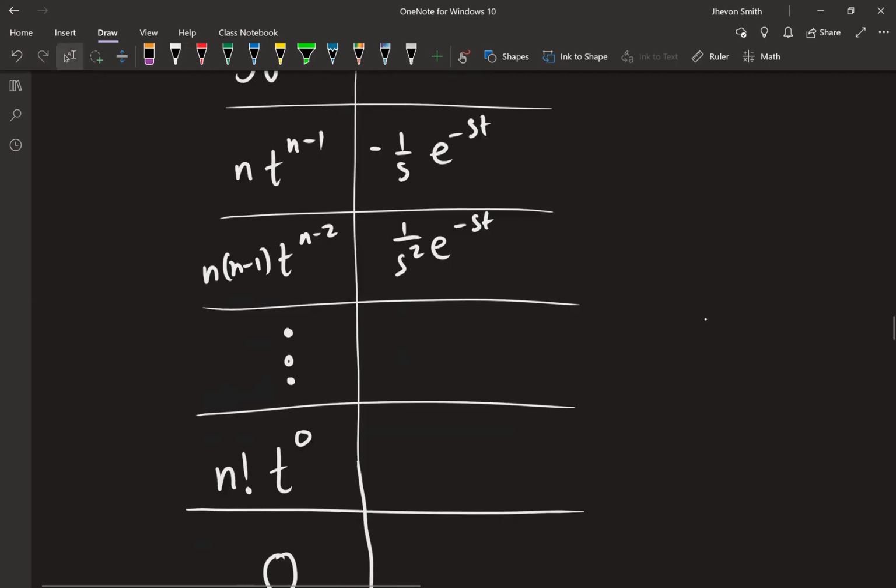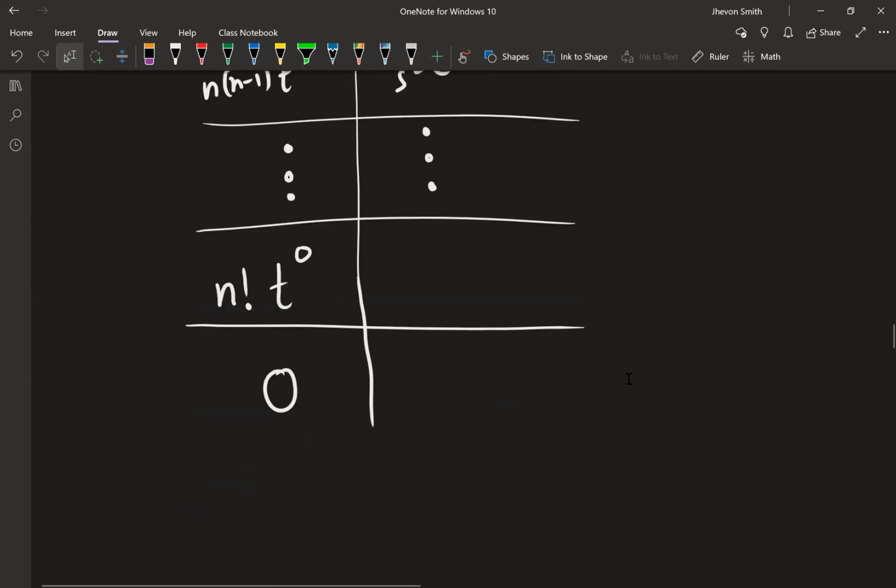Then you would get negative 1 over x cubed e to the minus st, etc. So this is going to go on for a while. And there's going to come a point where I'm not going to be sure what the sign is, because it's going to depend if it's odd or even. I'm going to have something like 1 over s to the n, because it would have gone n times, e to the minus st.